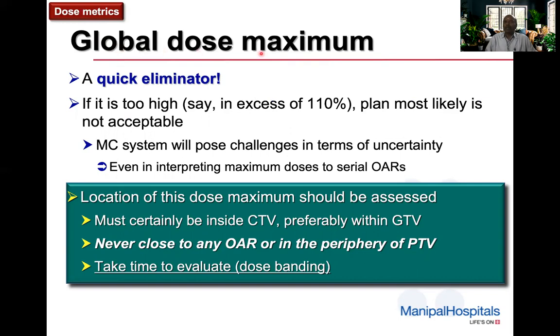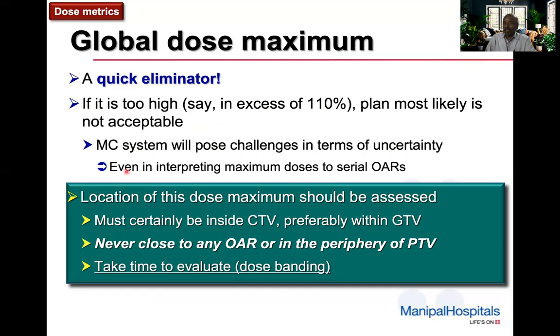First, have a look at the global dose maximum, because it happens to be a quick eliminator. If it is too high, say in excess of 110%, then the plan most likely is not going to be acceptable. But when we say global dose maximum, if you are using a Monte Carlo system, then it has its own challenges in terms of uncertainty, because the global dose maximum will be in just one or two voxels, and with only one or two voxels, the uncertainty associated with that dose calculation is high.